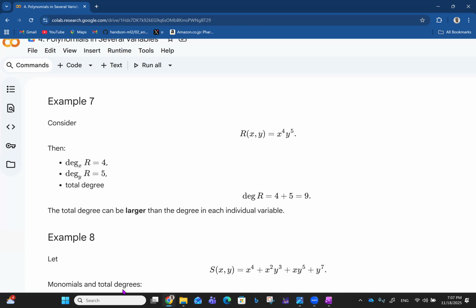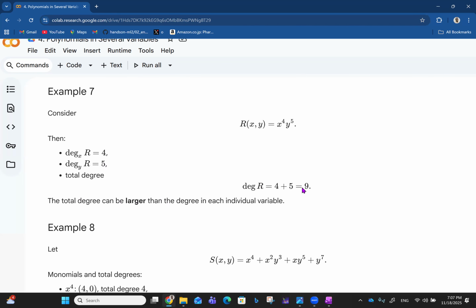So in this case, in terms of x, the degree is 4. In terms of y, the degree is 5. And the total degree is 4 plus 5, that's 9. So this is a polynomial of degree 9. So the total degree can be larger than the degree in each individual variable. Of course, that's what we have seen all along. So this is a 2-variable polynomial with degree 4 in x, degree 5 in y, and total degree 9.